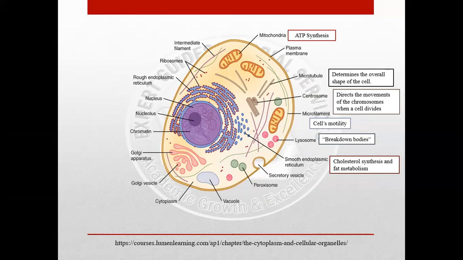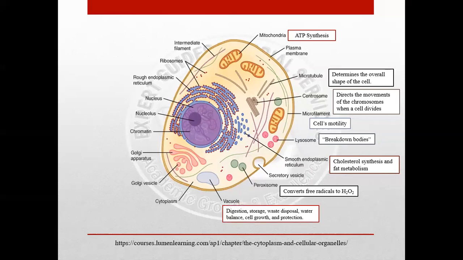It is important for cholesterol synthesis and fat metabolism. The detoxification bodies are called peroxisomes. These are organelles that convert harmful free radicals to H2O2 or hydrogen peroxide, hence the name peroxisome. Next is the vacuole. The vacuole is important for digestion, storage, waste disposal, water balance, cell growth, and protection.